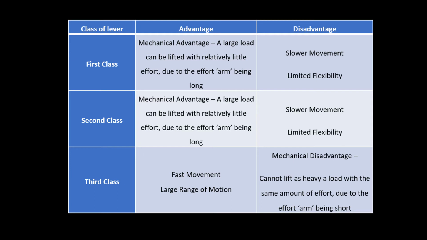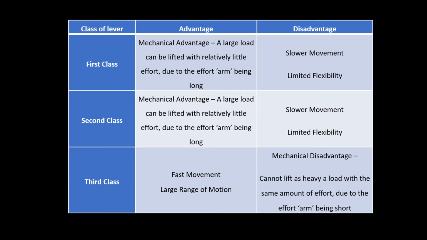The disadvantage that first and second class lever systems have is slower movement and limited flexibility. So if you think about slower movement, again, rowing a boat, it takes longer to perform each stroke than if you were doing something like a bicep curl. Third class lever system, the advantage is its fast movement and a large range of motion. So bicep curl, really fast movement.